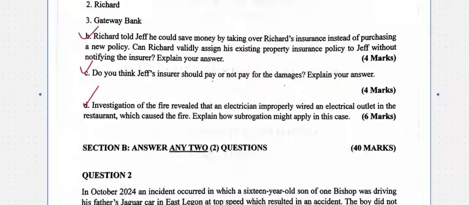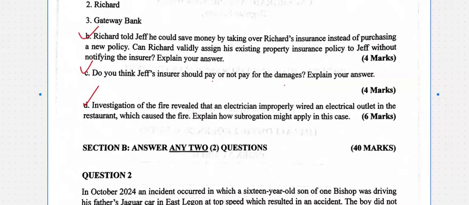Do you think Jeff's insurer should pay or not pay for the damages? Explain your answer. So you have to first analyze the situation. Jeff is the insured. Jeff's insurer, should he pay or not pay for the damages? Explain. So when you understand the principles, no matter the case study, you can be able to deal with the case study.